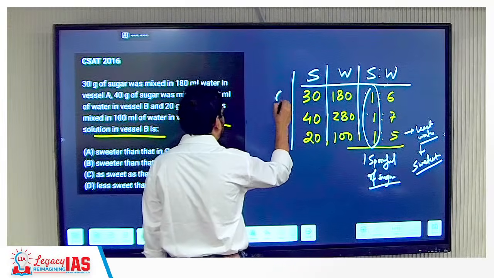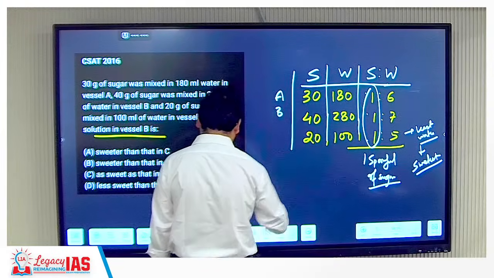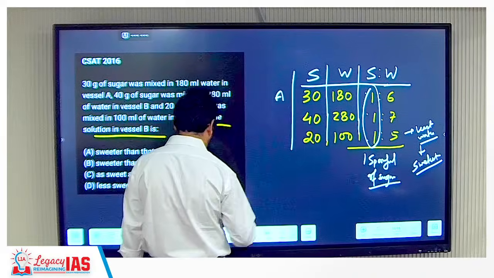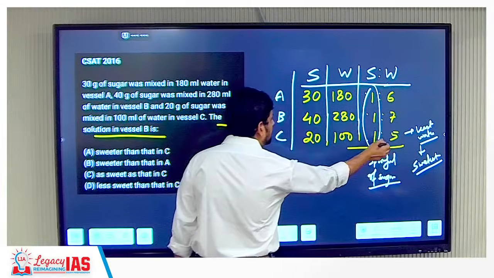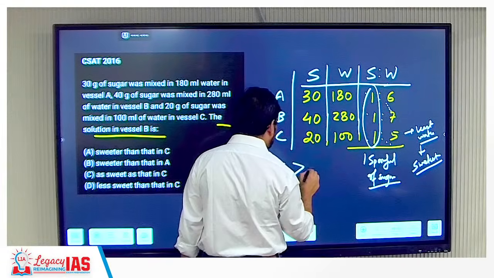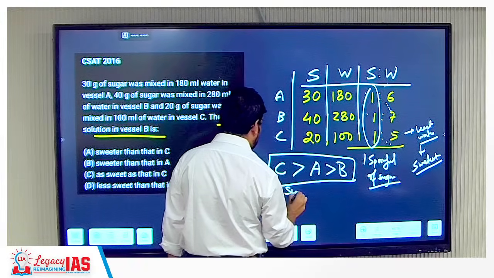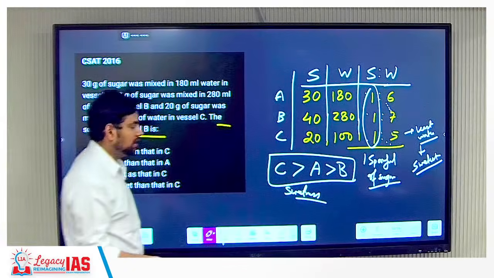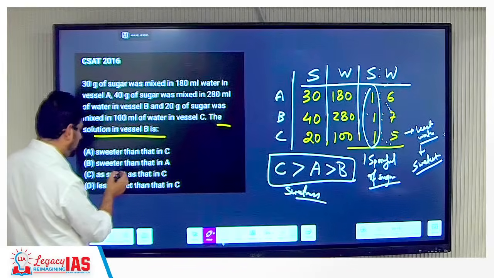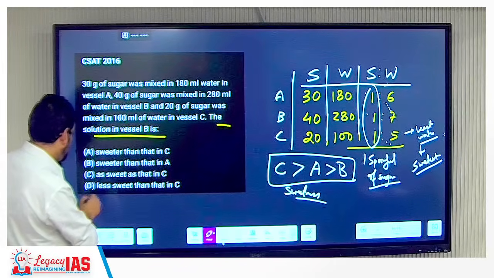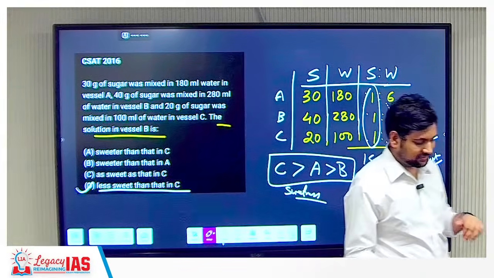So if this was actually A, B, and C, which is the sweetest? C is the sweetest. Then after C, what do you have? 6 is the next lesser one. So then A and then B. This is the sweetness parameter. So what will you get? C, A and B, in order of sweetest. So what can you tell about B? B is less sweet than that in C, because C is the sweetest. Understood?